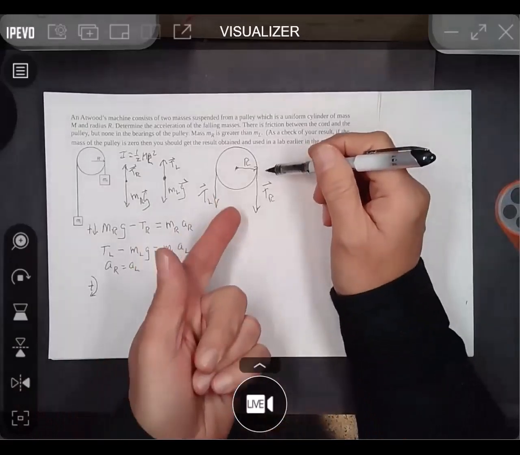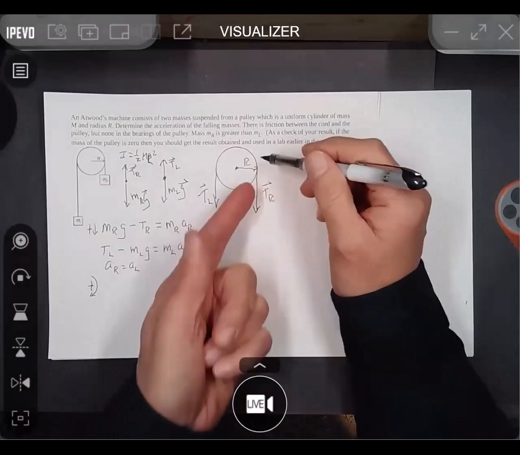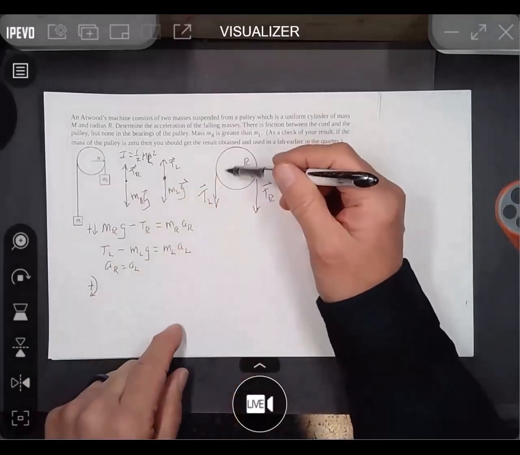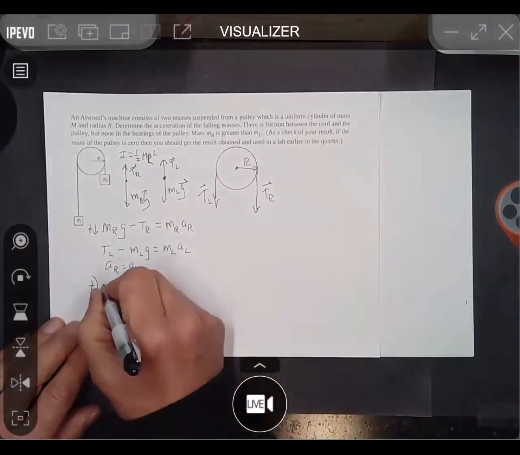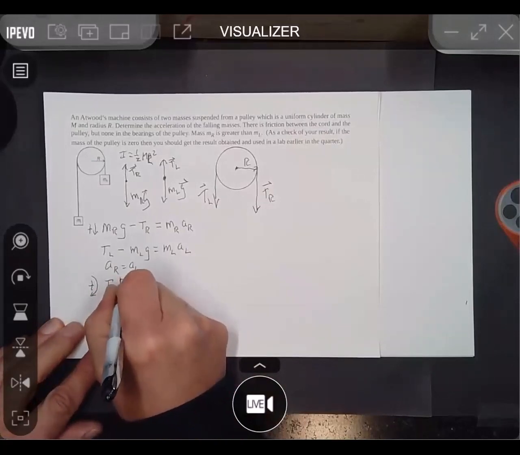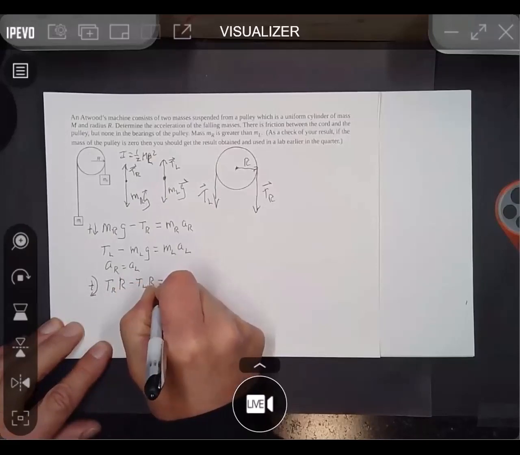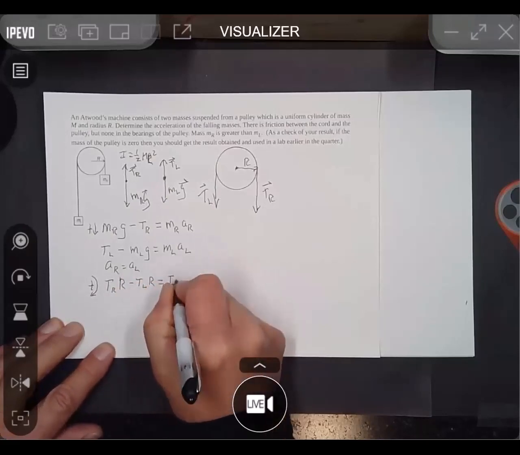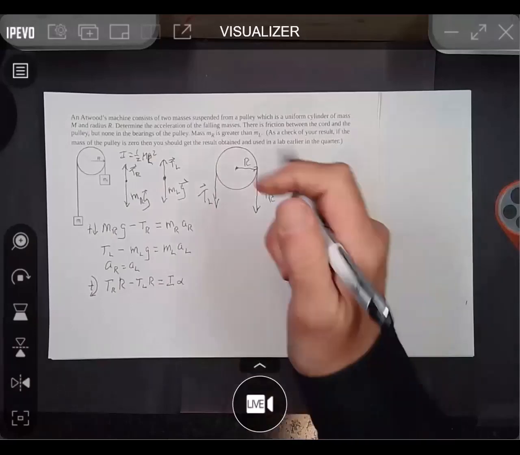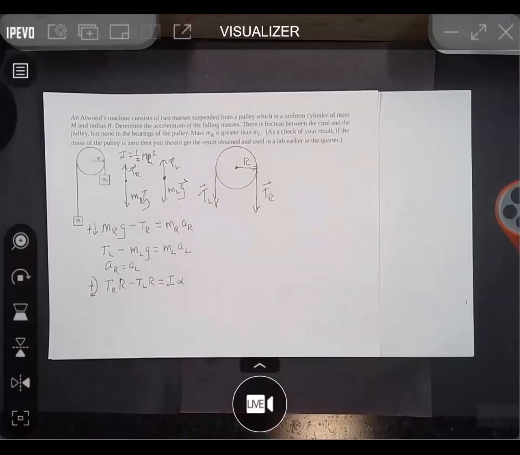And the torque is going to be T sub R times R. That'll tend to give it a positive rotation. And T sub L times R that tends to give it a negative rotation. So T sub R times R minus T sub L times R will equal, for this thing, I alpha. So we've got a moment of inertia for that thing, and so we'll be able to work that into this.